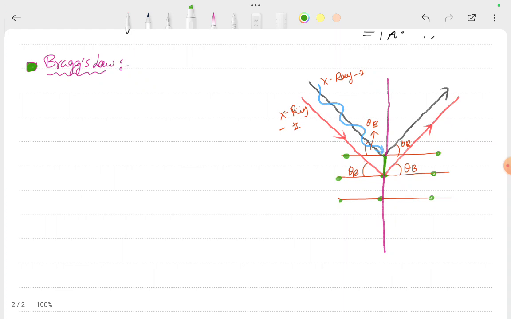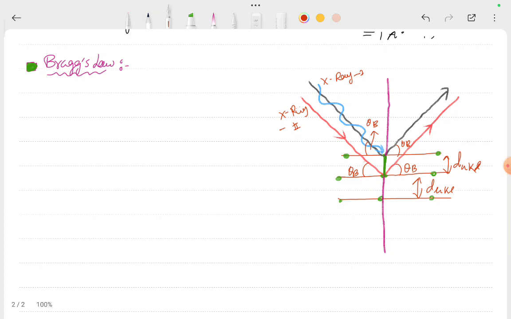As we all know, this is the distance between two crystal planes, and it is denoted by DHKL, the interplanar spacing. DHKL is nothing but the interplanar spacing, the distance between two planes.